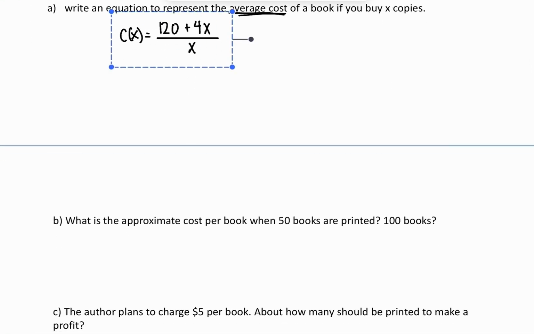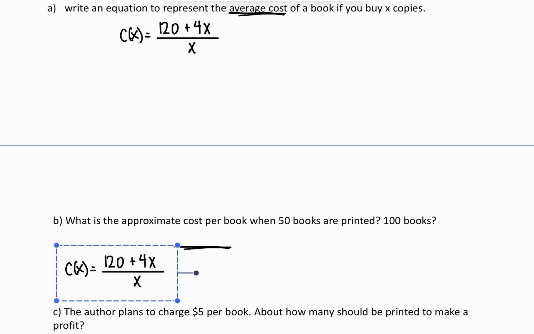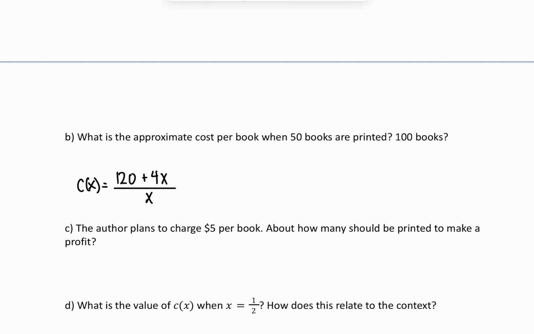We're going to use this same equation, but now to approximate the average cost per book when 50 books are printed, we're going to put in 50 for all your X values. And if you type that into a calculator correctly, you should get 320 divided by 50, which equals $6.40 per book.